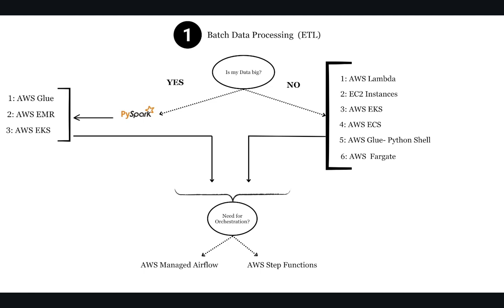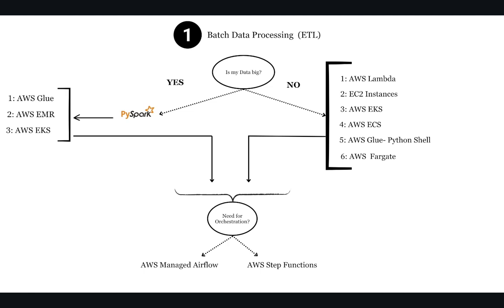Next, you have EMR, which is Elastic MapReduce. It's a service meant for big data processing with services like Spark, Hadoop, and other data frameworks which come pre-installed. All you have to do is check a specific box to ensure that service is installed at the time of spinning up the EMR cluster. Next, you have EKS, or Elastic Kubernetes Service, which lets you run containerized Spark applications with the power of Kubernetes. But what if your data isn't big?